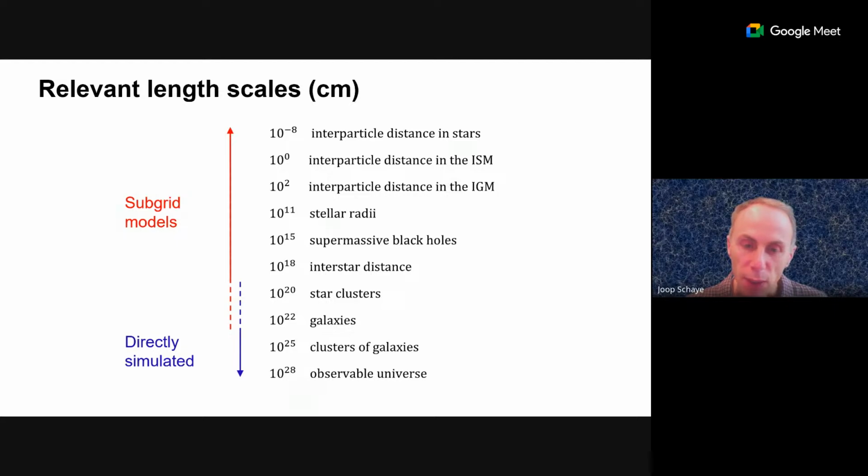So here's why we need these subgrid processes: if we want to simulate the whole universe, we still have to worry about the small scales. The size of the observable universe, which is how far light can travel since the Big Bang, is about 10 to the 28 centimeters. Very, very large. The largest collapsed objects are clusters of galaxies that orbit each other, and those are about 10 to the 25 centimeters. Galaxies come in all kinds of sizes, but a typical number is about 10 to the 22 centimeters.